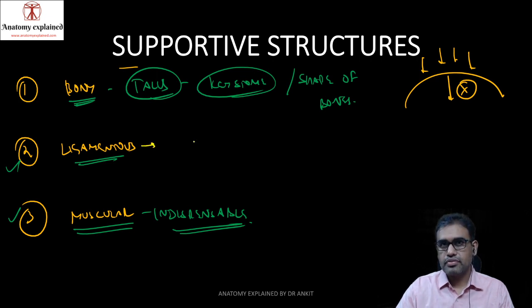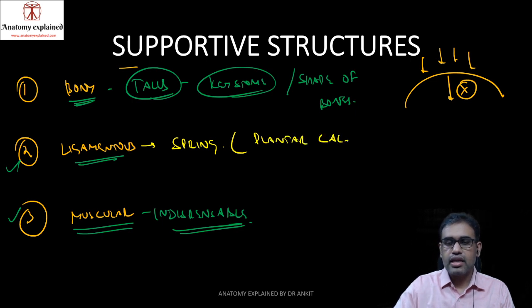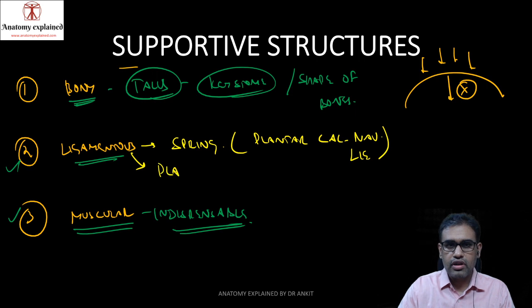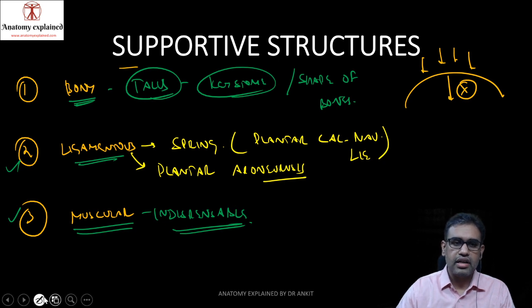Ligaments over here, they will basically be just a ligament below the head of talus, which is known as the spring ligament, also known as plantar calcaneonavicular ligament. Then other ligamentous supports are small ligaments between the tarsals, but one of the main is the medial side of plantar aponeurosis. That is the main ligamentous support.